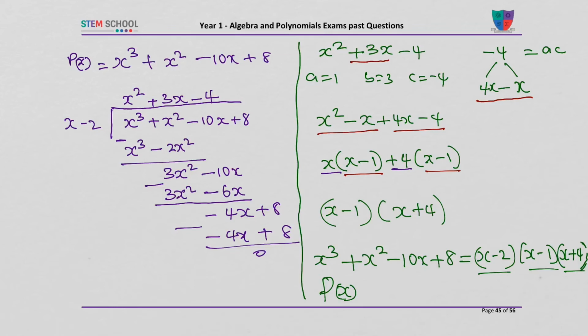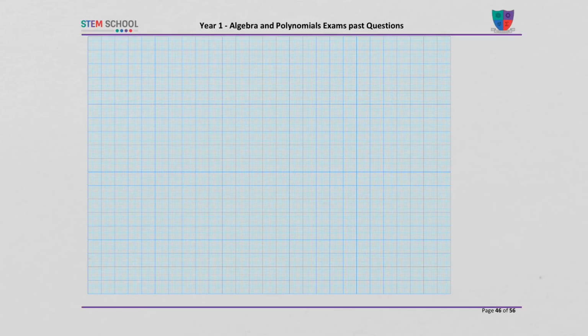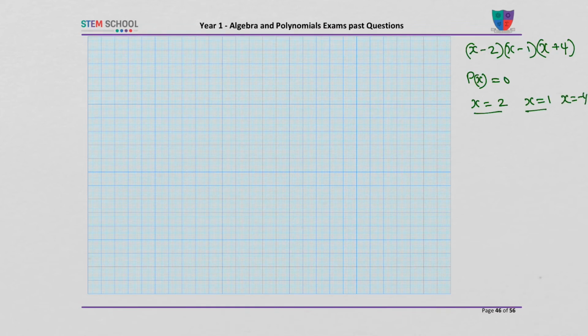Now we need to sketch the curve for part B. So the factors we've got are x minus 2, x minus 1, x plus 4. What that indicates is when we solve that, we set p of x equal to 0, which means x will become 2, that's one root. X will become 1, that's the second root. X will become minus 4, and that's the third root. At these roots, y is 0.